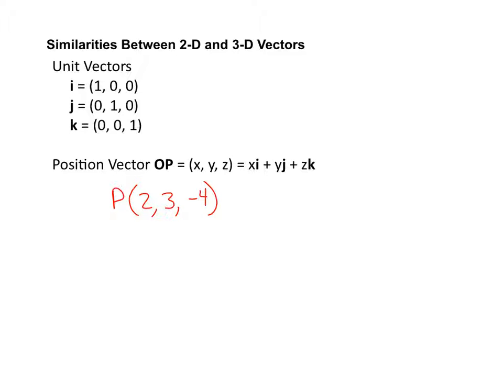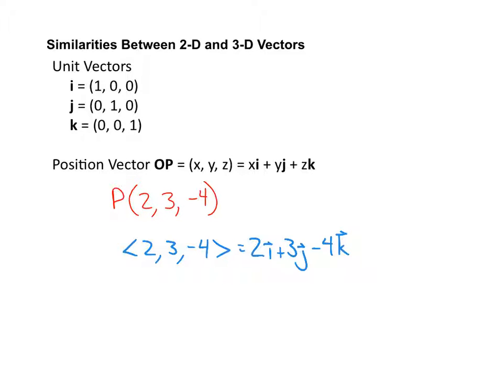We don't really have a name for that. Okay? But let's say we have position vector OP. We said that if you have the coordinates of a point, you can write it as a position vector. So if I have the point 2, 3, negative 4, I could write that as vector 2, 3, negative 4, which I could also write as 2i plus 3j minus 4k. You should be familiar with all types of the notation here.